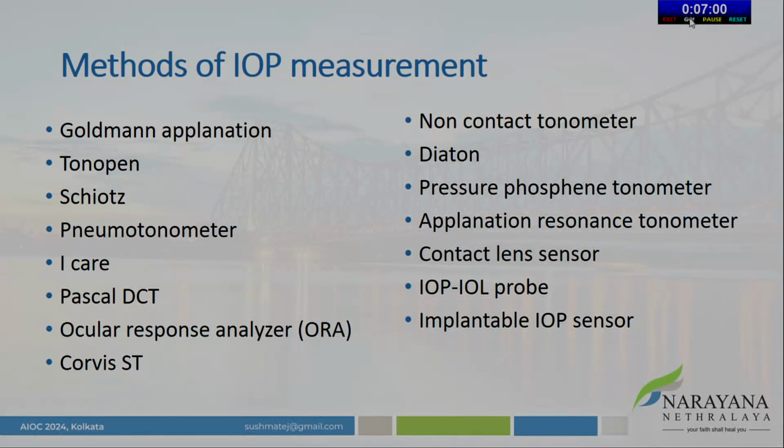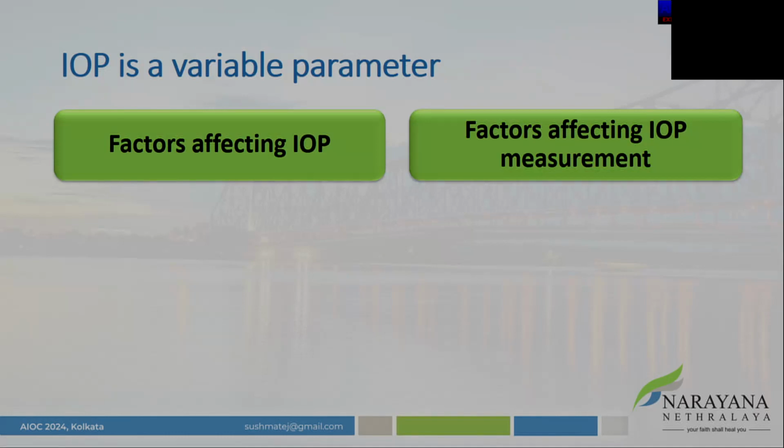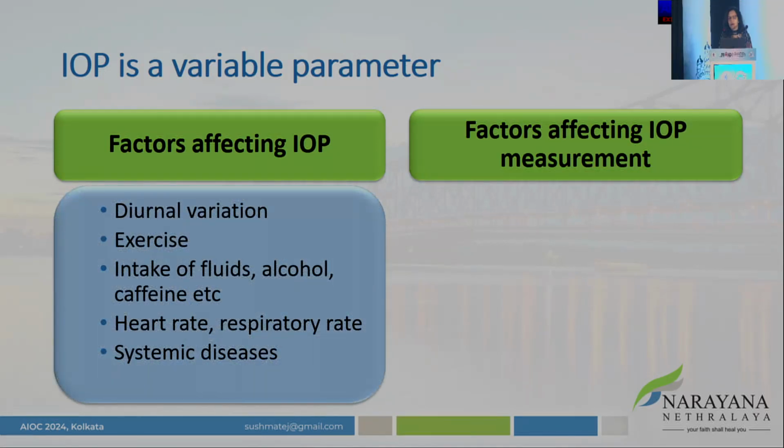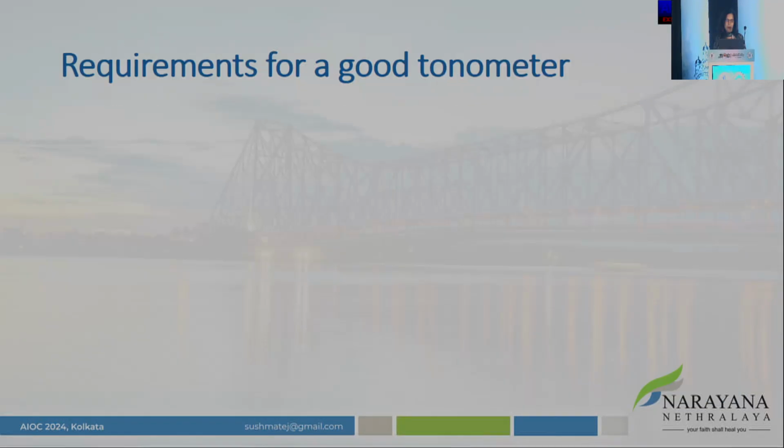These are the various tonometers that we will just touch upon. IOP is a variable parameter, and most importantly, we need to understand that it's not only the measurement, the IOP itself gets affected due to various factors like diurnal variation, exercise, systemic disease, our heart rate, etc. And further, to complicate matters, there are factors which affect the measurement of the intraocular pressure. Since it is dependent on the cornea, any change in the corneal thickness, biomechanics, refractive error, everything affects the measurement of intraocular pressure, including the scleral rigidity as well to some extent.